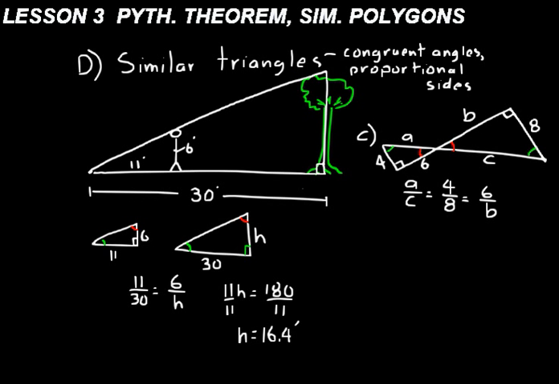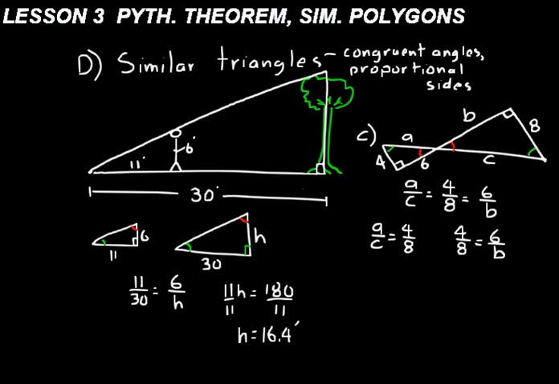Okay, so we have those proportions there. Those are all equal to each other. We can come up with two equations from that information. A over C is equal to 4 over 8, and we can also say 4 over 8 is equal to 6 over B. Now that equation on the right, we can solve that for B. We just have one unknown. The equation on the left, though, we can't solve that one yet because we have two unknowns in it. We have to have one equation and one unknown. You can't solve an equation that has two unknowns in it.